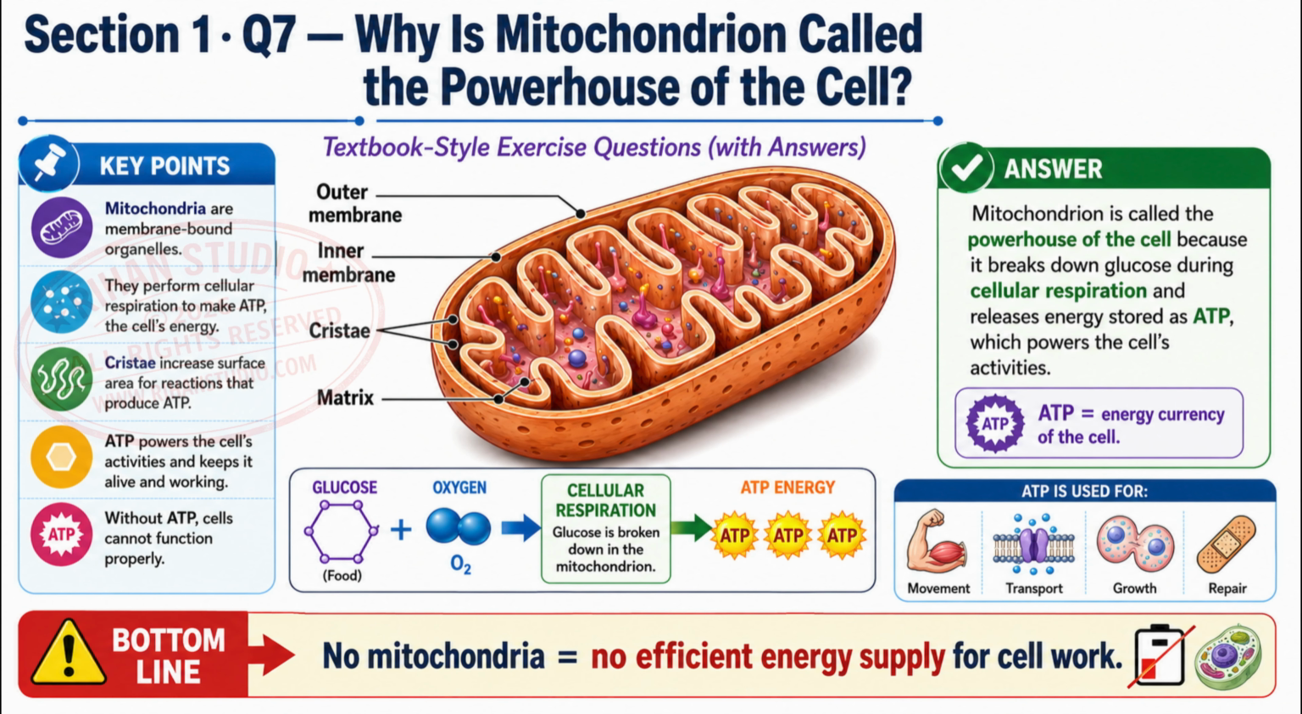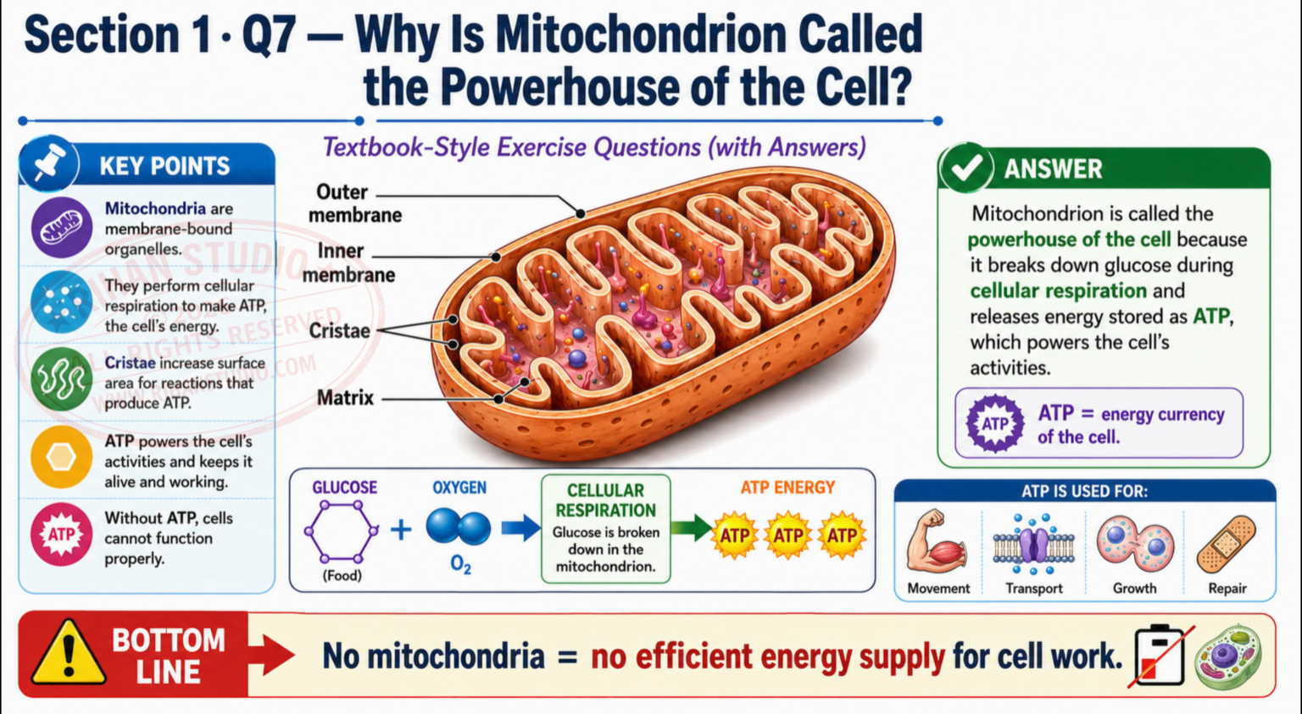Question 7. Name the powerhouse of the cell and give a reason. Mitochondrion. It breaks down glucose during cellular respiration and releases energy stored as ATP, which powers the cell's activities, hence, powerhouse. Question 8. State the cell theory.